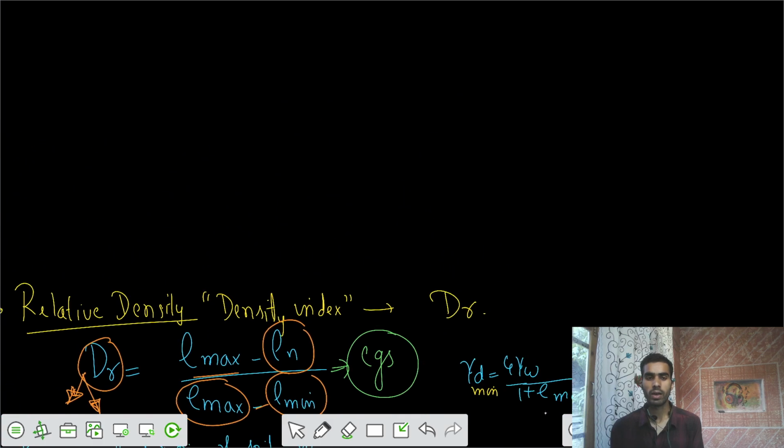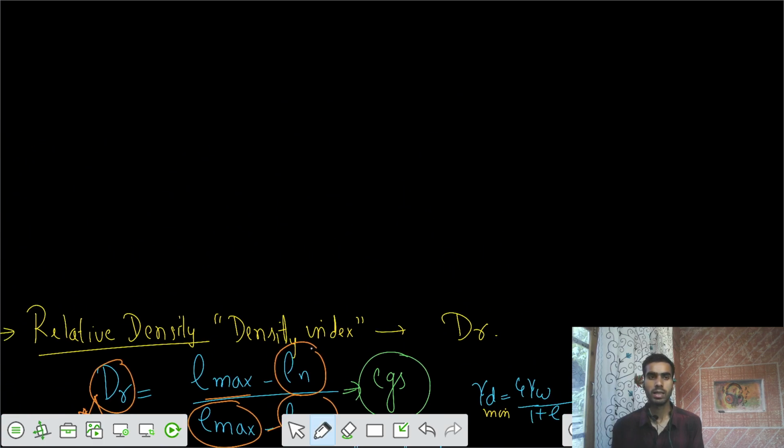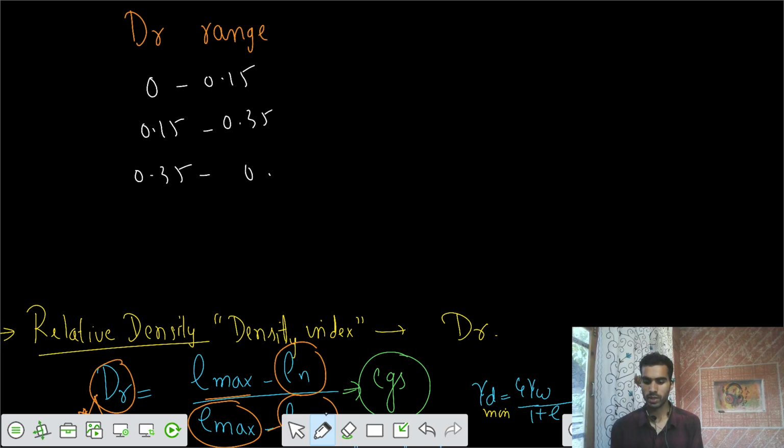And for that we have a table. If the value of Dr is in the range 0 to 15, 15 to 35, as a percentage, or you can keep it as a fraction because we are not multiplying by 100. Let's keep it as a fraction: from 0 to 0.15, from 0.15 to 0.35, from 0.35 to 0.